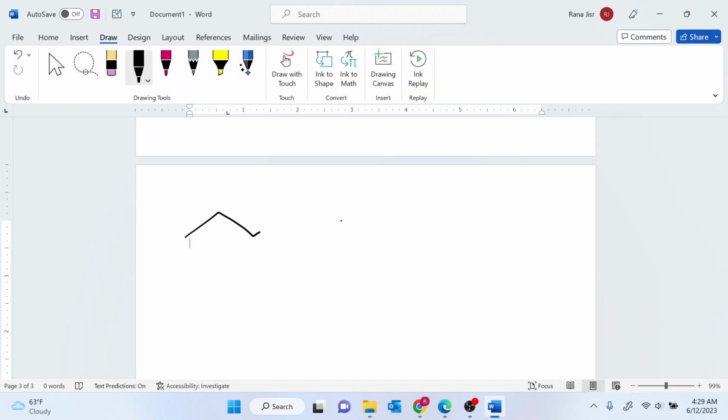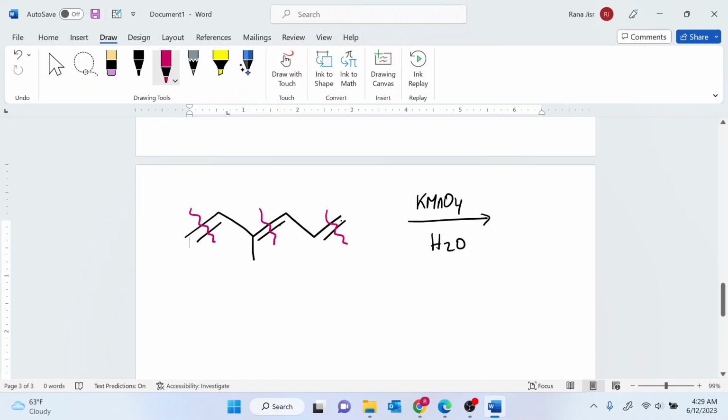Let's have another example. And now I am doing KMnO4 in presence of water. Again, no base, so no cis-diol. KMnO4 is a strong oxidizing agent, so I'm going to start by breaking this double bond, breaking this double bond, and breaking this double bond. Now, I know that these two are going to turn into terminal aldehydes, and these are going to be oxidized further into carbonic acid. This one is going to be a ketone. There is no hydrogen in there.